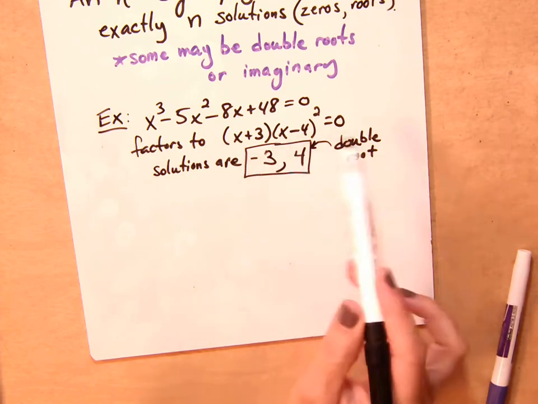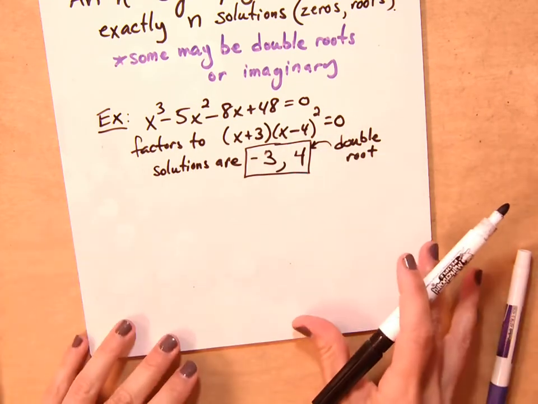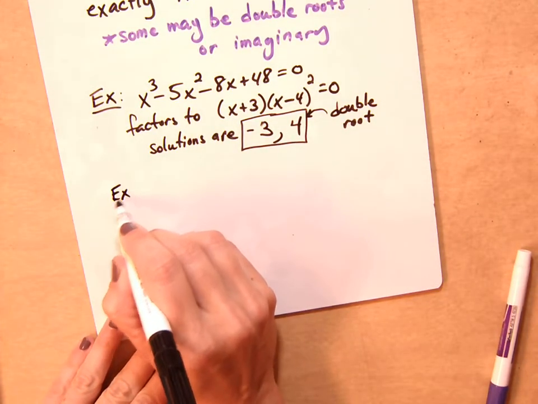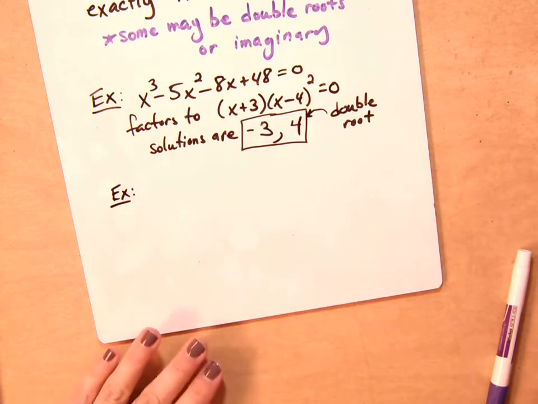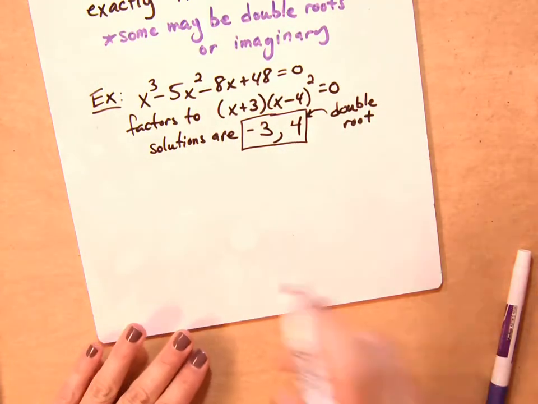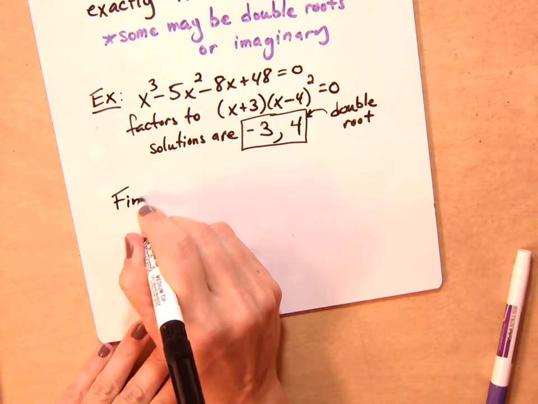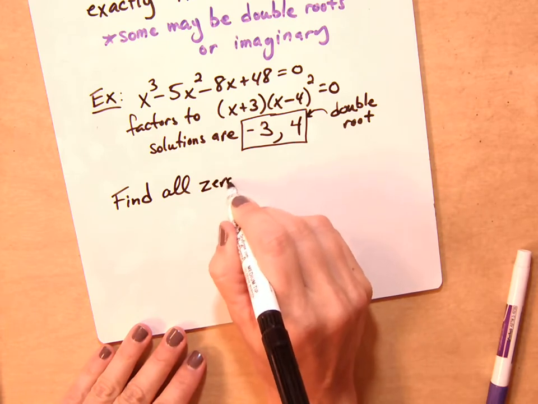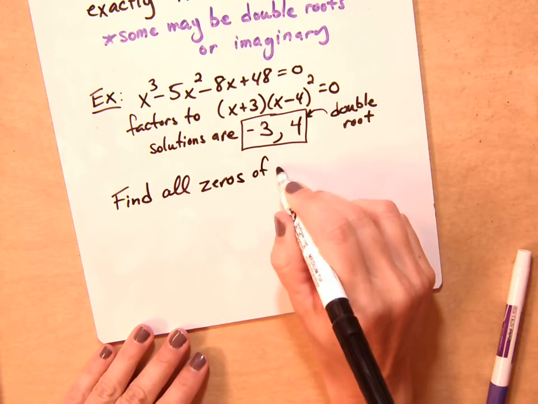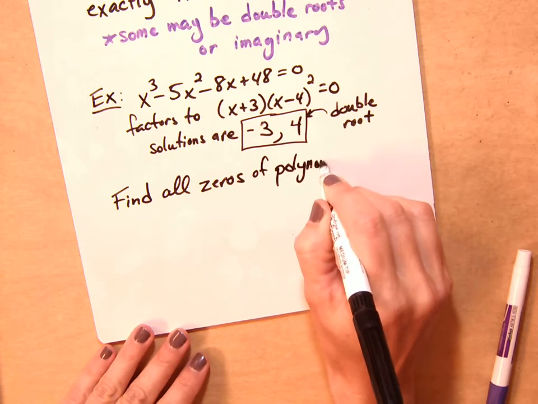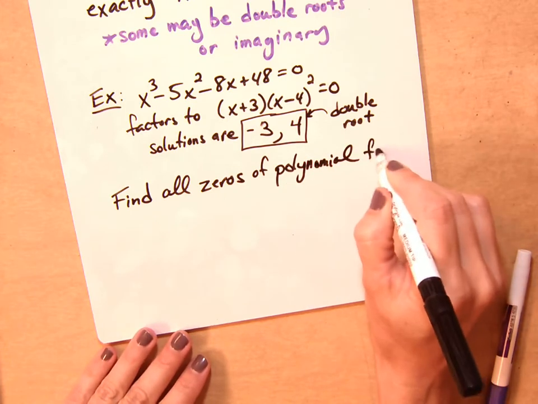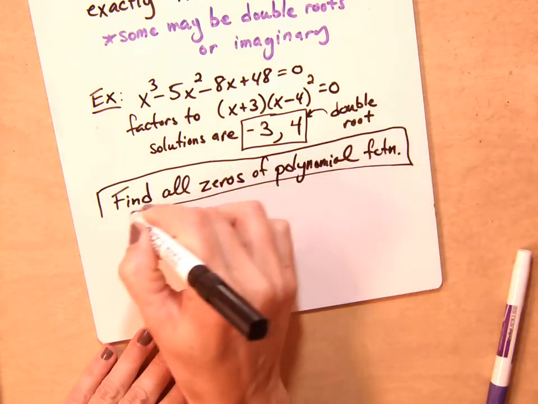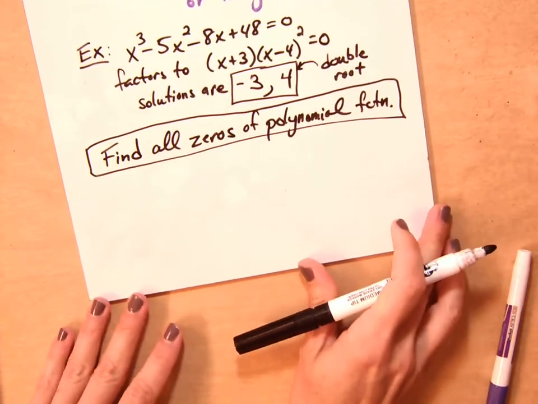So let's do an example where we actually have to factor it ourselves. And here are the directions for what we're going to do now. The goal for today basically is everything we do is find all zeros of any polynomial function. That would be a test objective, an important one. Okay, no graphing today. It's all algebraic.